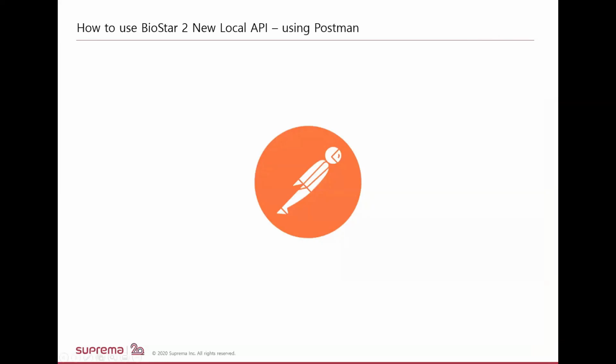So far, we have seen the basic method of using the BioStar 2 new local API in Swagger. Introducing a tool that makes it easier to utilize the BioStar 2 new local API. The tool is called Postman, and you can simply test the BioStar 2 API. Also, the history of running the API is maintained, so you can use the API more efficiently. Let's watch a video that shows how to use the BioStar 2 new local API with Postman.